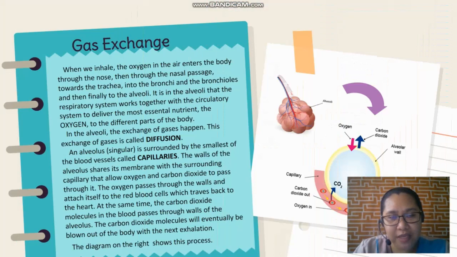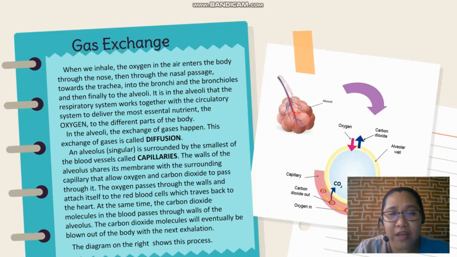So last time we have already discussed the respiratory system. We have identified its different parts and we have established that the alveoli are where the gas exchange happens. That exchange of gases that happens in the alveoli, or the air sacs of the lungs, is what we call diffusion. So when we inhale, the oxygen in the air enters the body through our nose, then the nasal passage towards the trachea, into the bronchi and the bronchioles, and then finally to the alveoli.